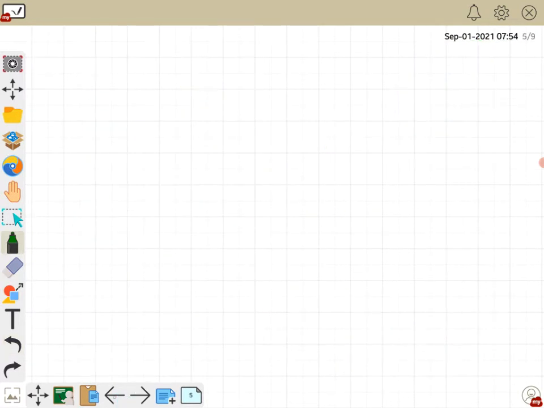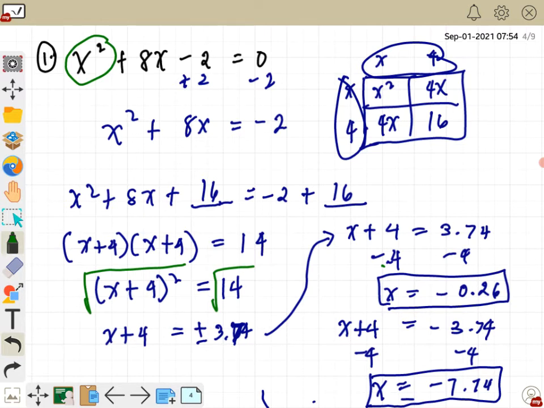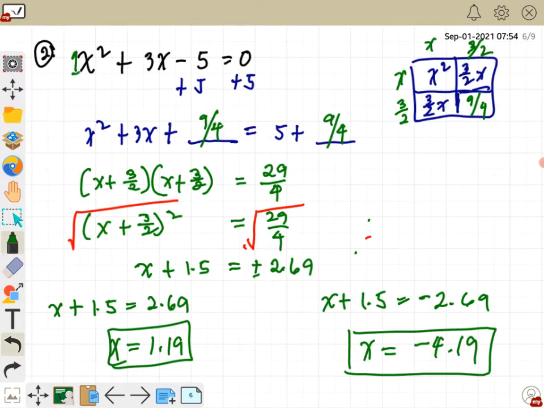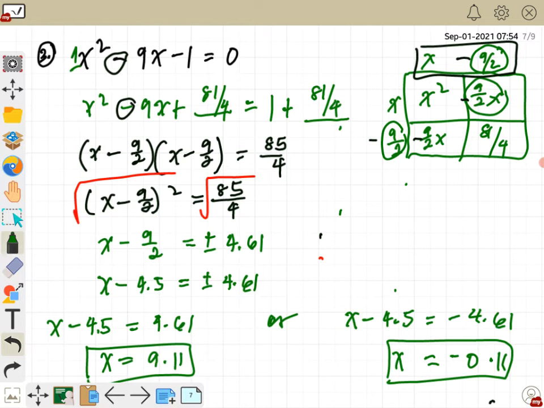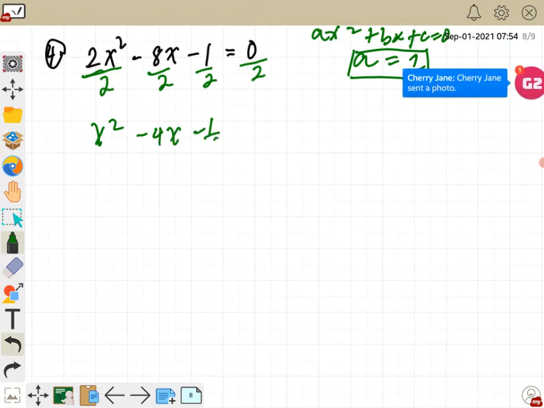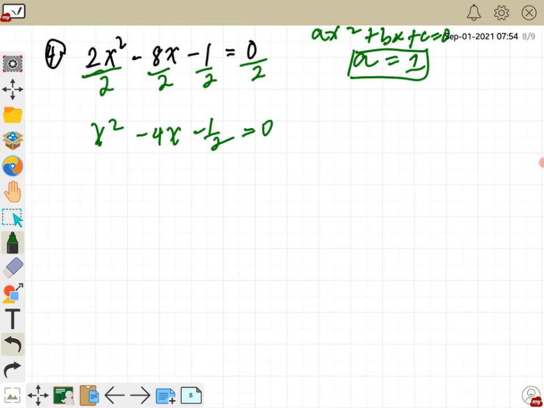Okay, before we proceed, as you can see in our previous examples, let's go back. The value of a is 1, meaning the coefficient here is 1. The value of a is again 1. The value of a is again 1. So here we need to make the value of a equal to 1 by dividing each term by 2. So the resulting equation will become x squared minus 4x minus 1 half equals 0. So this is the time that we go back to the usual one.